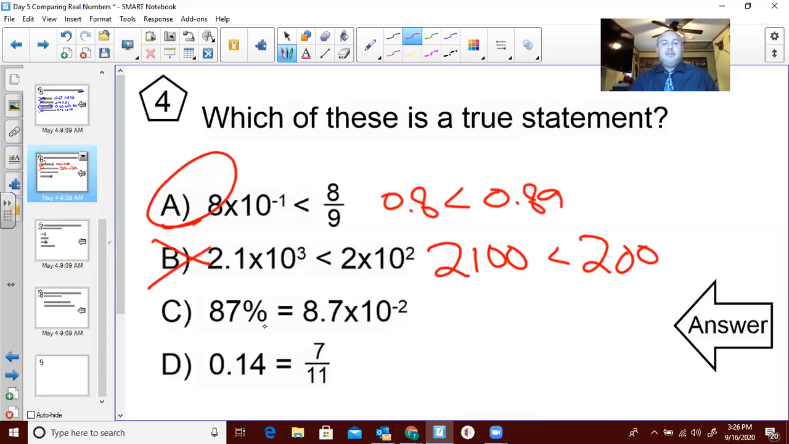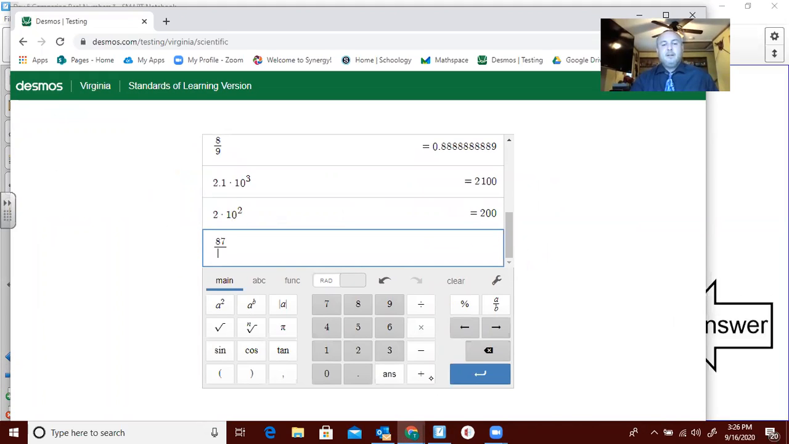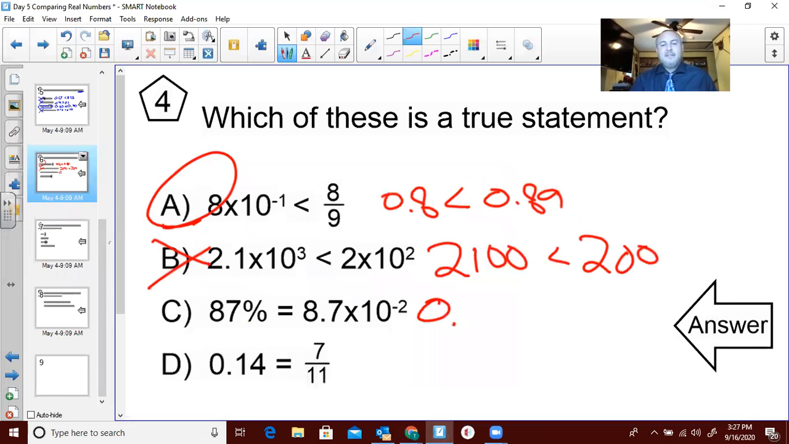All right, 87%. If we're doing the Desmos route, we get 87 divided by 100, 0.87. And I believe the other one was 8.7 times 10 exponent -2. Do not forget about your negative there, as you'll get a totally different number. So what I got here is 0.87 is equal to 0.087. And you can tell that that's not a true statement.